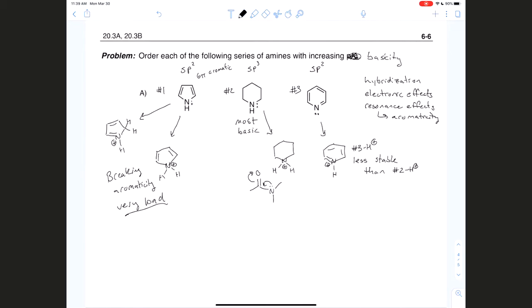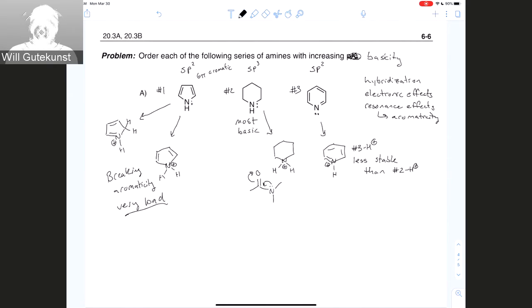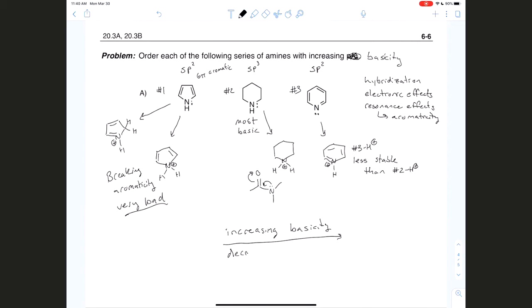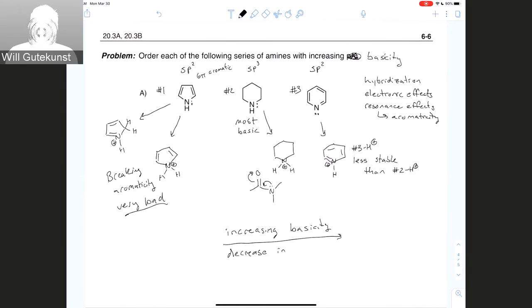So this is something that you can actually correlate. Whenever you have something with a trend of increasing basicity, let's say we are increasing basicity in this direction, this will also correlate to a decrease in conjugate acid acidity.